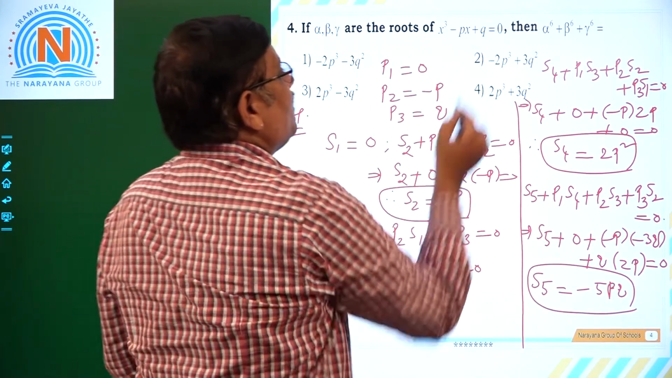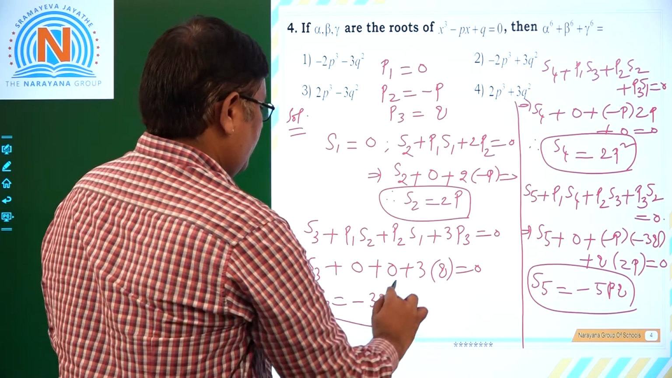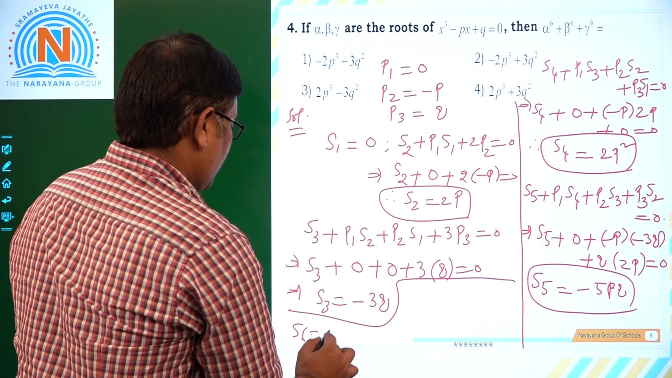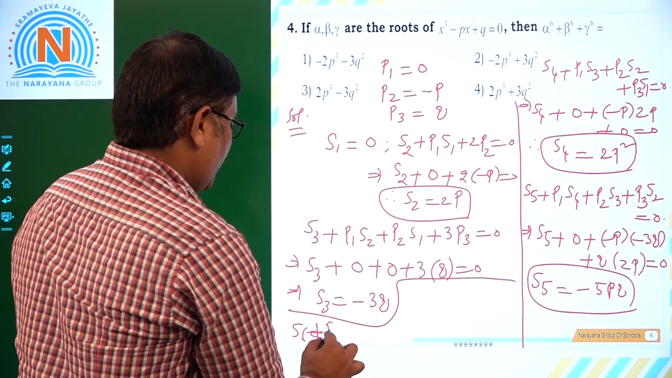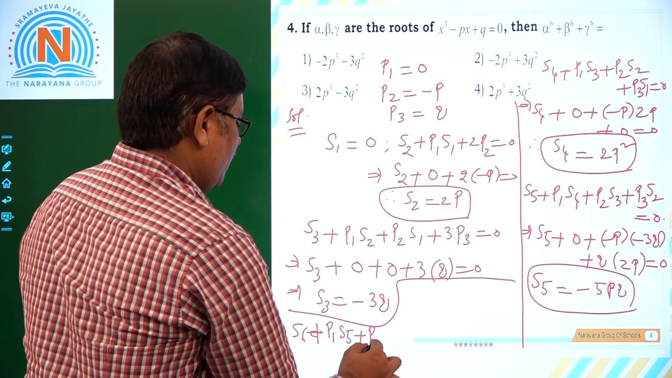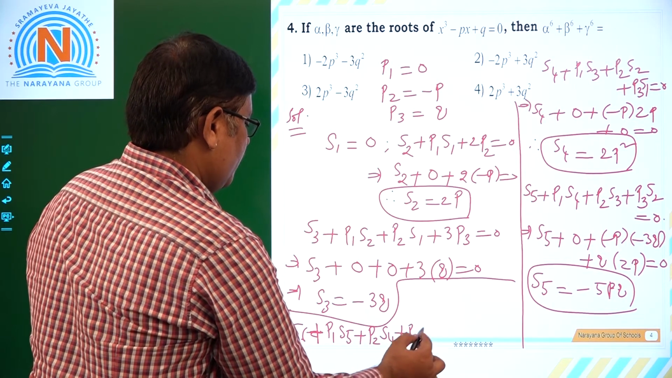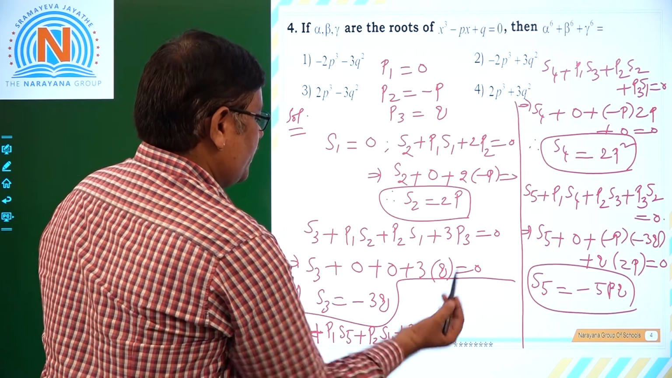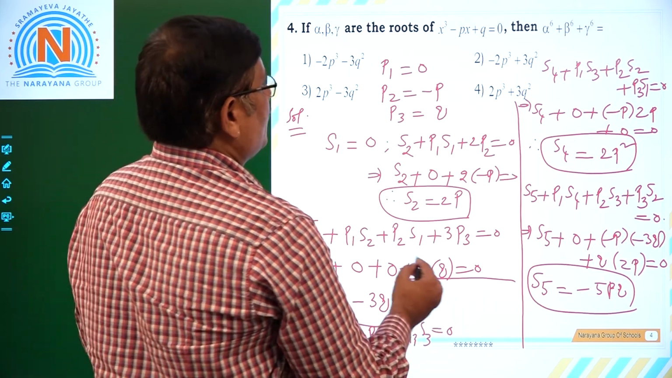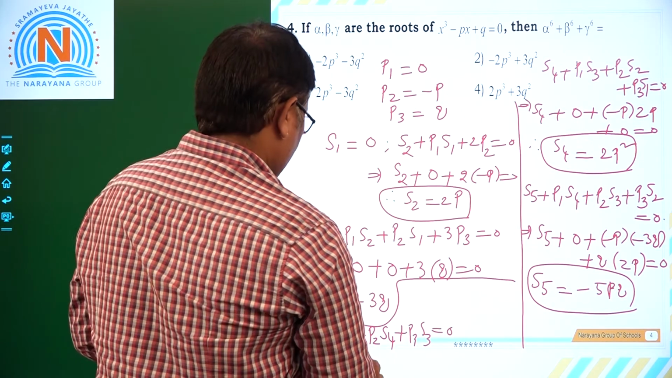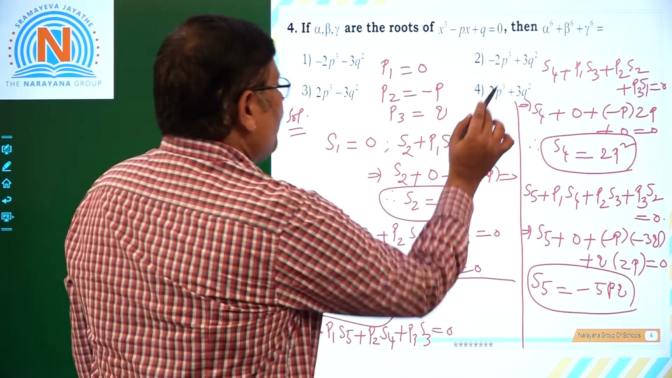Now finally what is the thing we need? S6 we need. We will go for S6 now. S6 is nothing but S6 plus P1 into S5 plus P2 into S4. Okay. Next P3 into S3, that will be 0. If you simplify the values over here, you are going to get the resultant answer as 2PQ plus 3Q square.